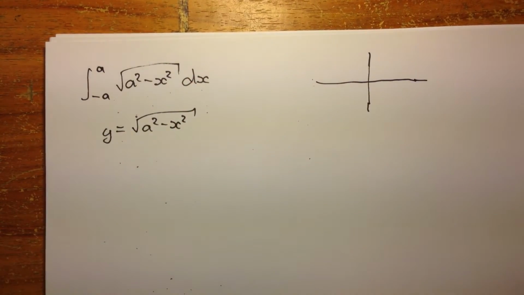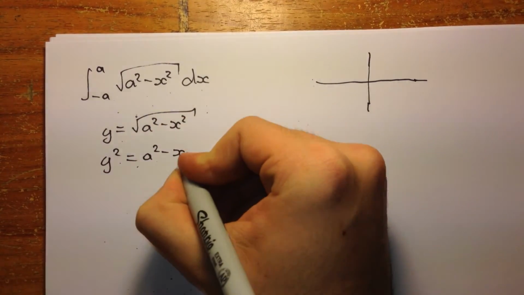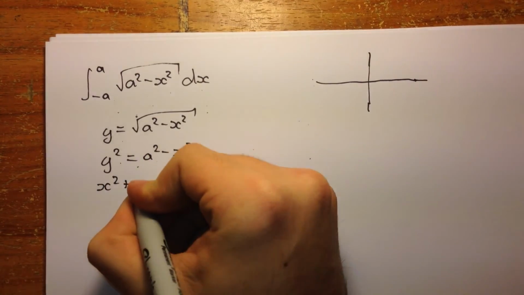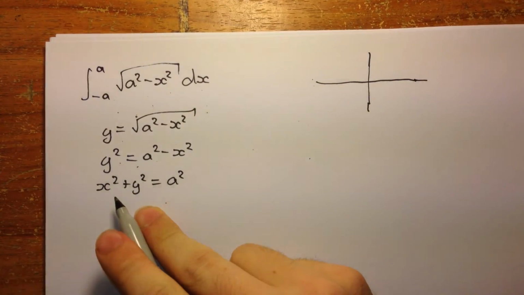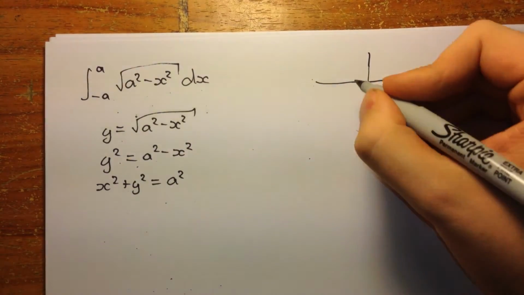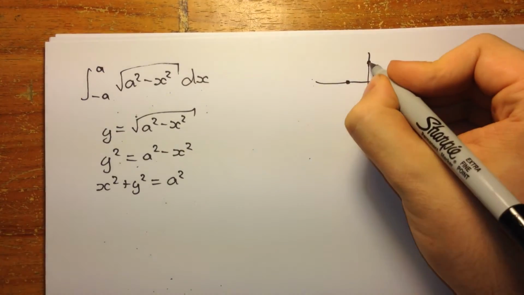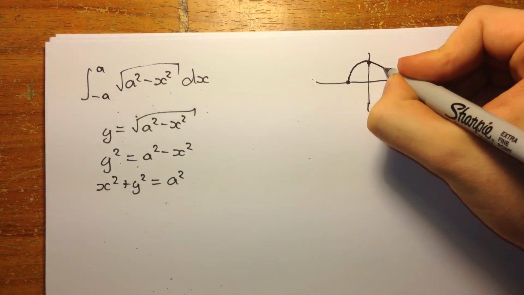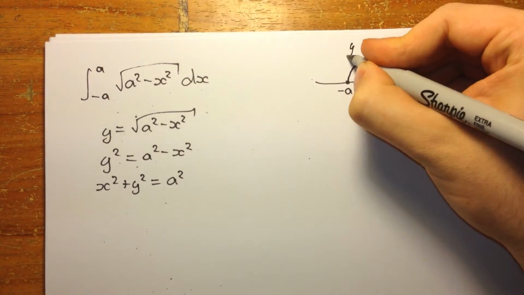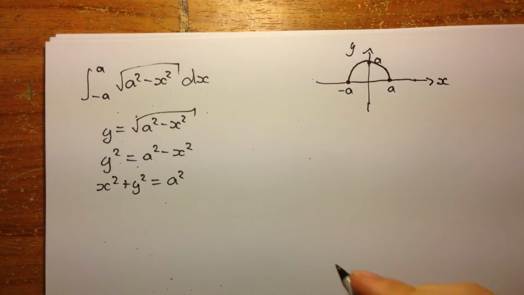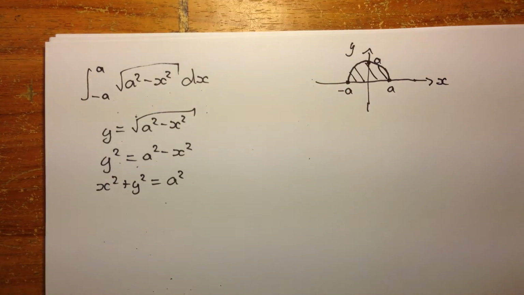Now you might recognize this as a semicircle, because if you square both sides and you rearrange it, you can get x squared plus y squared is equal to a squared. Okay, so now that we've recognized this as the top half of a circle, it has a radius of a, so here is minus a, here is a, and this is the y-axis, that is the x-axis. So this represents the area underneath this curve. So this represents this area.